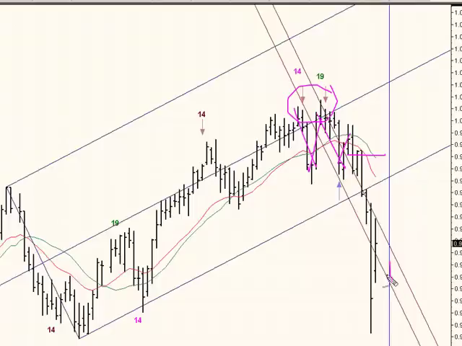You'll see that I have marked here a future reversal date. So it looks like about Tuesday or Wednesday of next week. We'll watch this to see if we get a new reversal pattern.